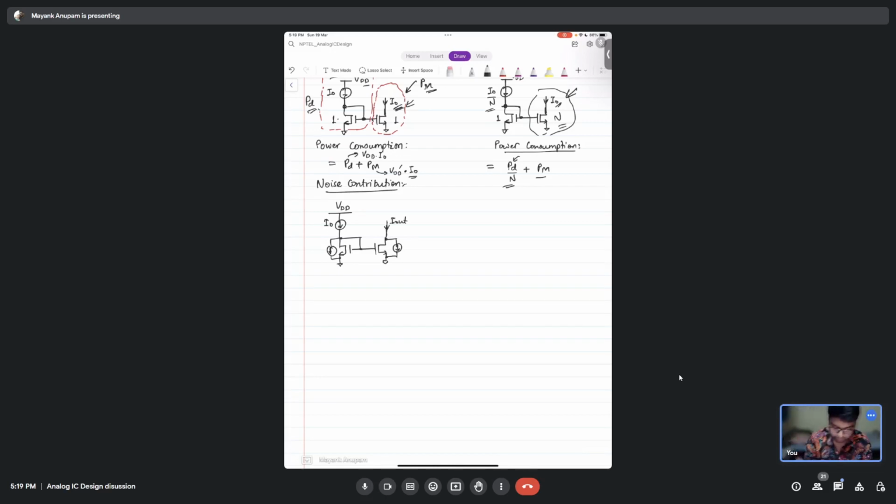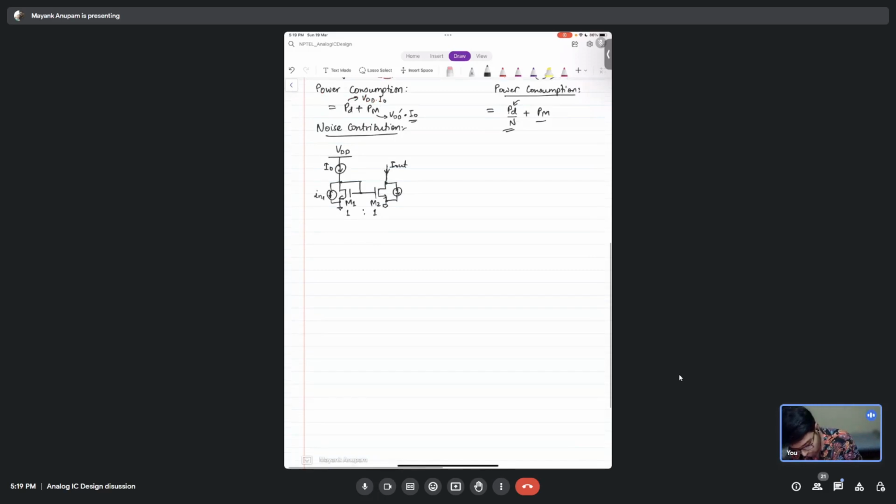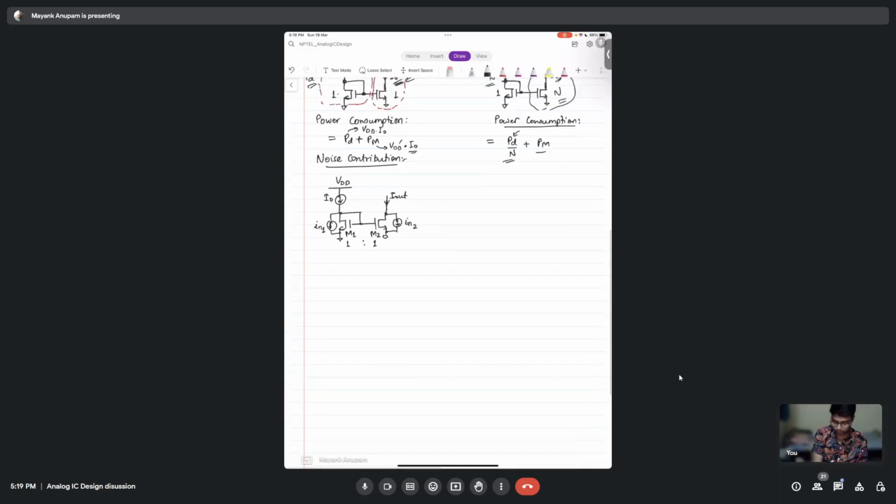This is I naught. Okay, this is 1:1. This is M1. This is 1:1 current mirroring. Fine. So what will be the noise due to M1 at the output? Which is our output of interest, by the way? What is our output in this case? Output current, correct. It is the I out, the output current that is of interest to us, right? So we have to calculate the noise contribution of IN1 and IN2 in the output current.